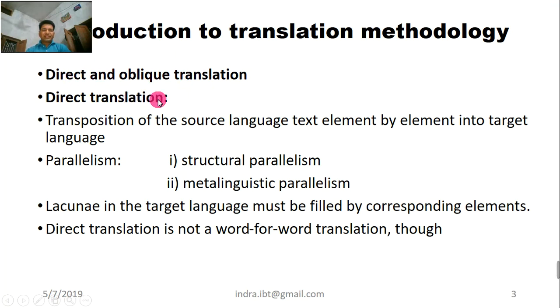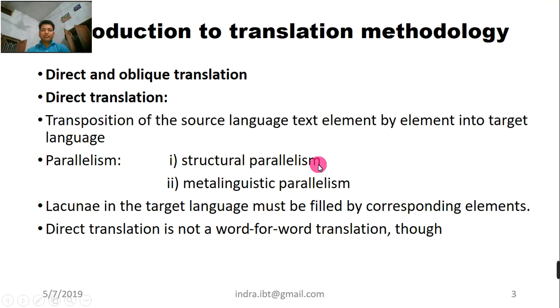So first of all, let's discuss direct translation. In direct translation, the translator transposes the source language text element by element into the target language. By element, we mean by category, by structure, or maybe concept by concept. And there are accordingly two types of parallel categories, namely structural parallelism and metalinguistic parallelism.